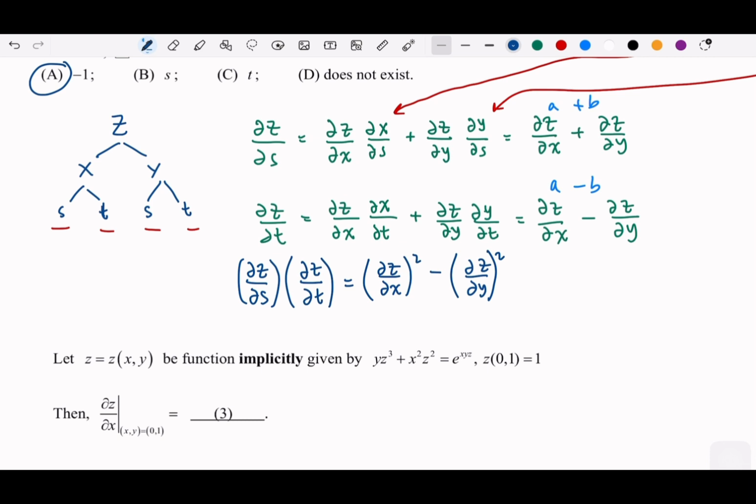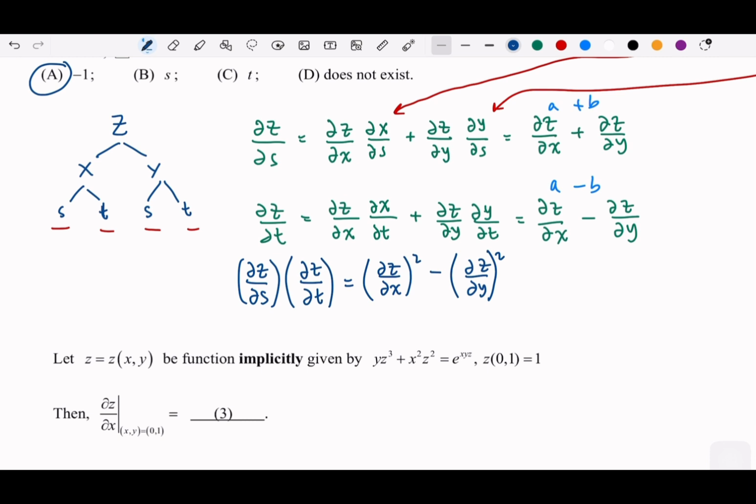Make the diagram like we did in implicit class, and then you can have your dou x, which, if you want to take the direct approach, will be negative partial f partial x over partial f partial z, right? Or you can directly take all this into implicit.